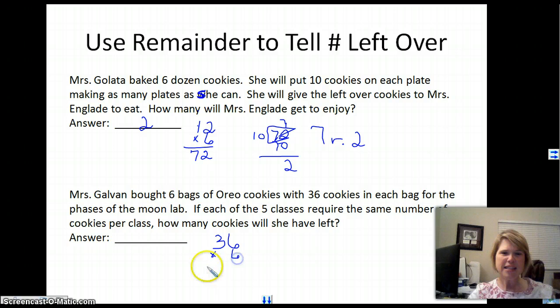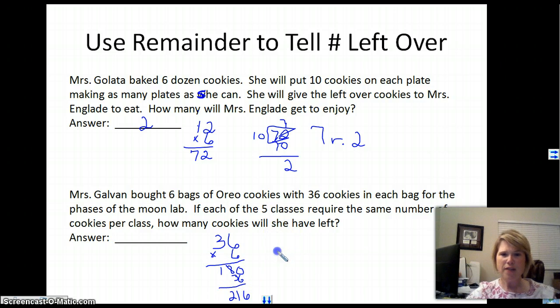So I take 36 times 6, right? I first have to find out how many cookies I have left to start with. So 6 times 30 is 180. 6 times 6 is 36. This is not as easy to write with the mouse. My pen is having fits tonight.